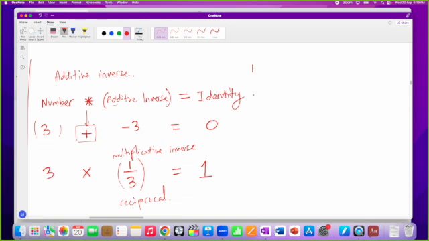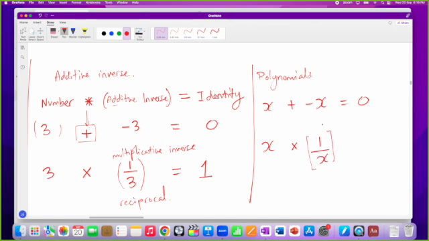And of course, the same thing goes with x, right? So with polynomials now, if I have x plus minus x, that will give me the identity. Or if I have x multiplied by 1 over x, this is the inverse or the reciprocal of x. For multiplication, it'll give me the 1.